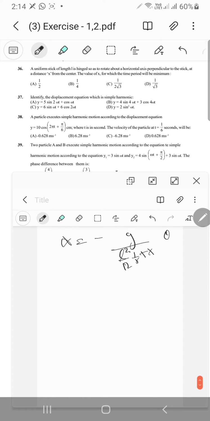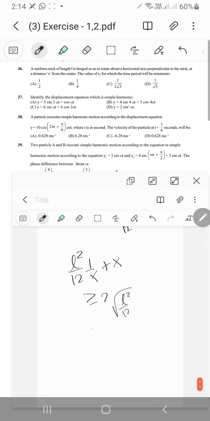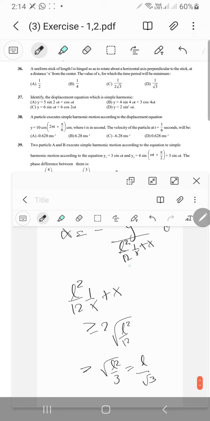Yeah, we can just use the GM-AM inequality. So L squared upon 12 times (1 by x plus x) is bigger than or equal to 2 square root of L squared by 12 into 1 upon x into x, which is 1. So this would be the square root of L squared by 3, which is L by square root 3. That would be the minimum value, and this happens when these two terms are equal. In other words, x squared is L squared by 12, right?